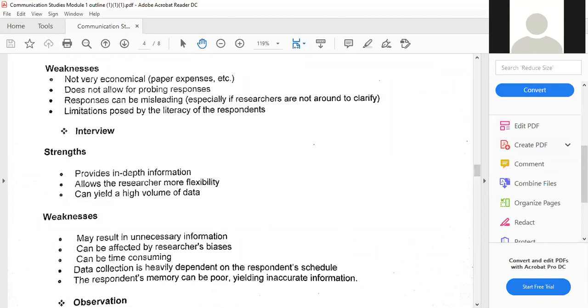So it says it may result in unnecessary information and can be affected by the researcher's biases. It can be time consuming. Data collection is heavily dependent on the respondent's schedule. So you can decide, all right, I want to talk today, but it depends on when the person is available to you. It's all about their timing.